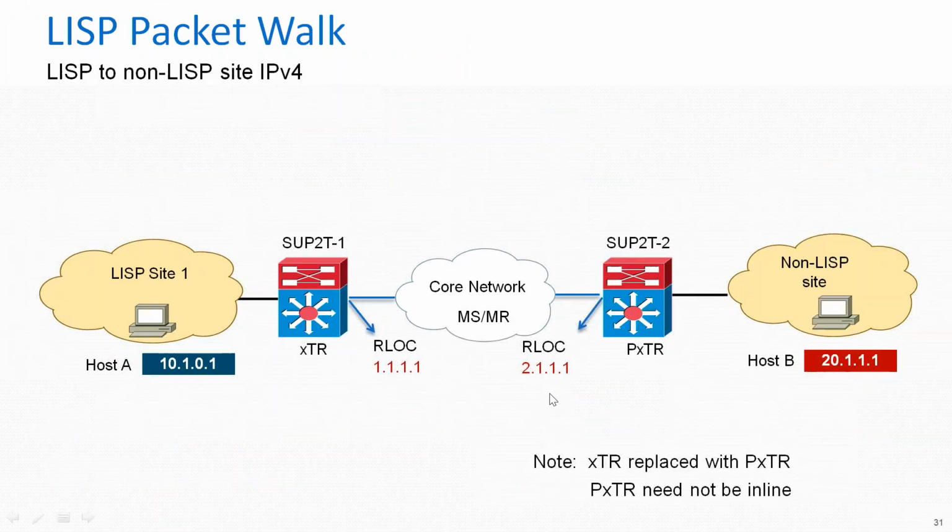Correct? Now let us move to the other criteria. Suppose the traffic is moving from LISP to non-LISP IPv4. Whenever we are talking about non-LISP, then at that time you have a proxy node, and we are using PxTR here. The X may be ingress or egress, so that's why we have X. All right. So let's see how the packet movement will happen.